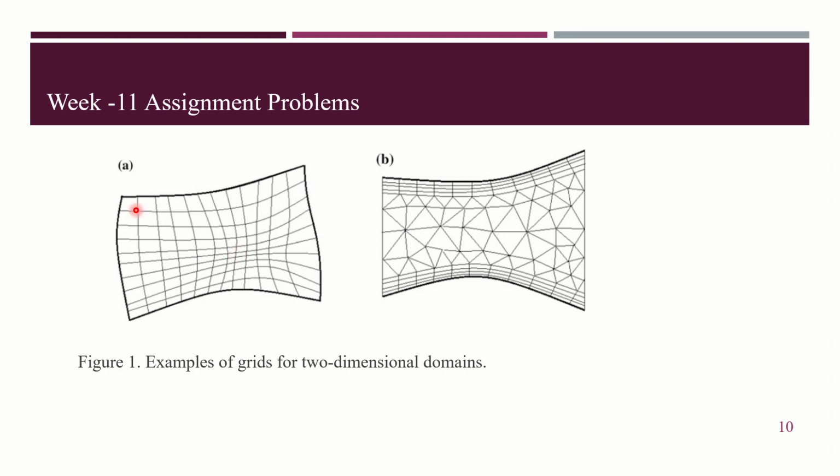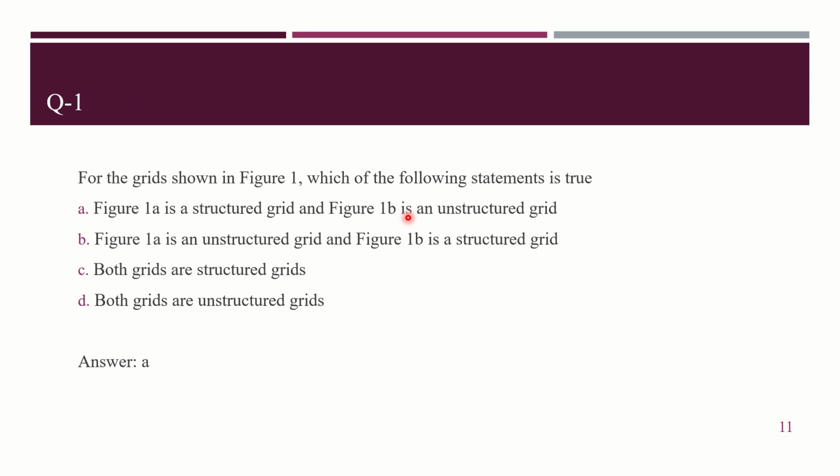Here it is a structured grid because we can identify the adjacent or neighboring grids based on some points or some means from the present cell. However, here if we need to identify the neighboring cells, it is quite difficult, so we call it an unstructured mesh. On that basis, now let us look at the options given.